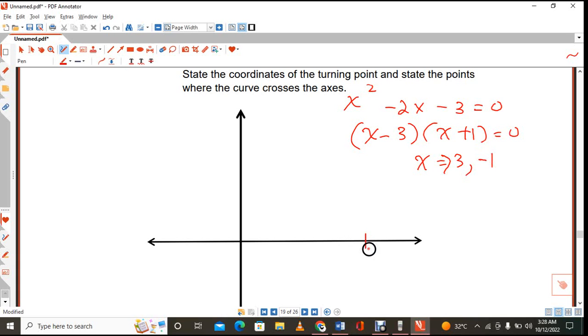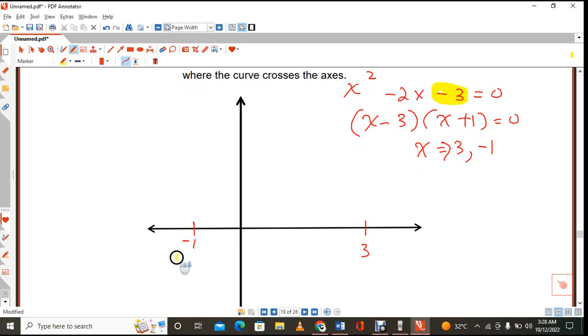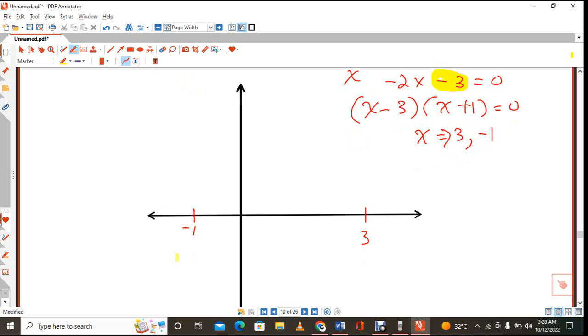So if 3 is here and -1 is here, these are going to be the points where it will intersect. So this is the x-intercept. The y-intercept, you can simply find it from the equation. The y-intercept is this value. The y-intercept will be -3. All right, so we know where it's going to cut, but I'm going to remove that because I want you not to write those things first.